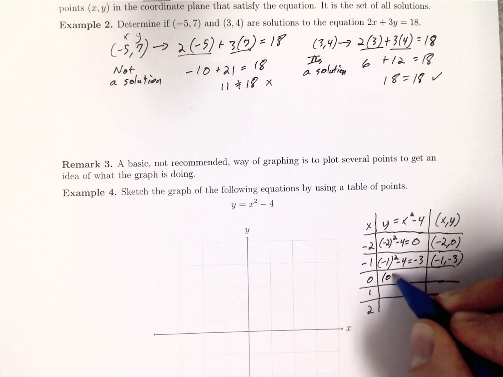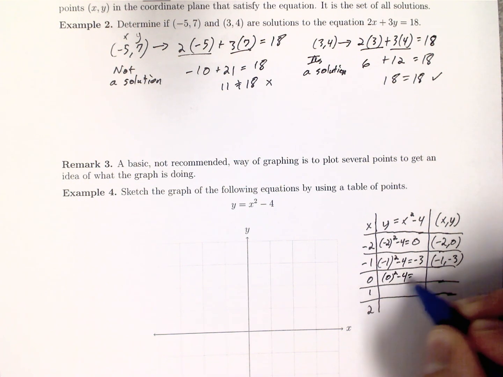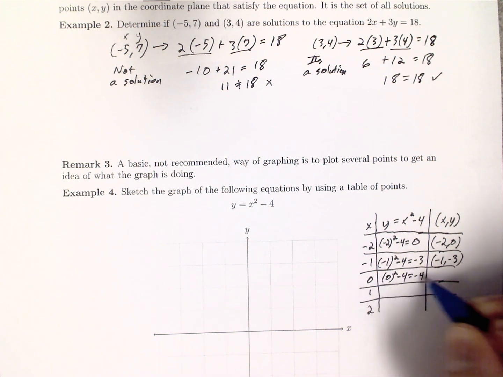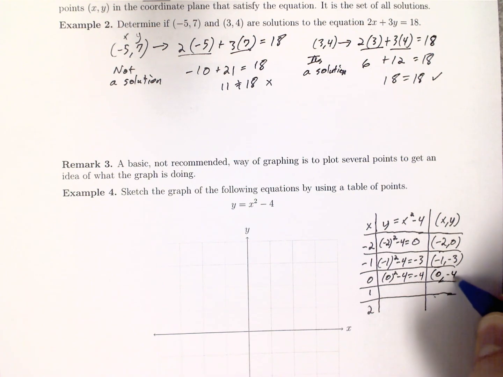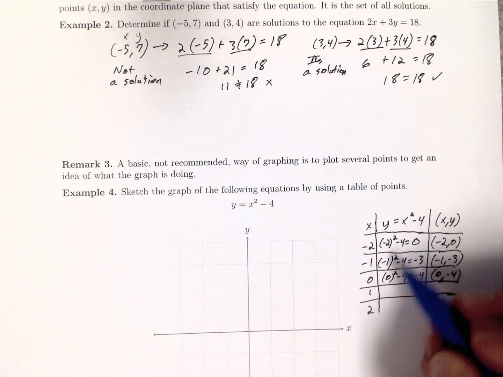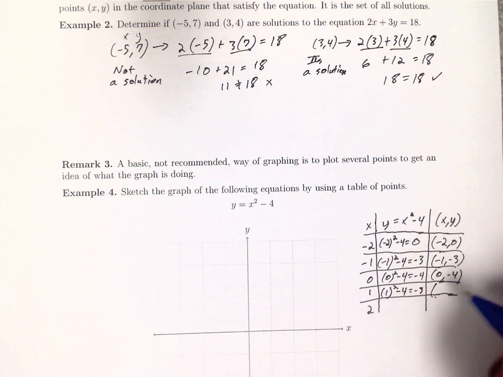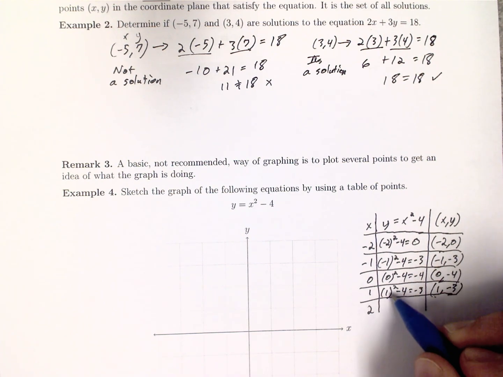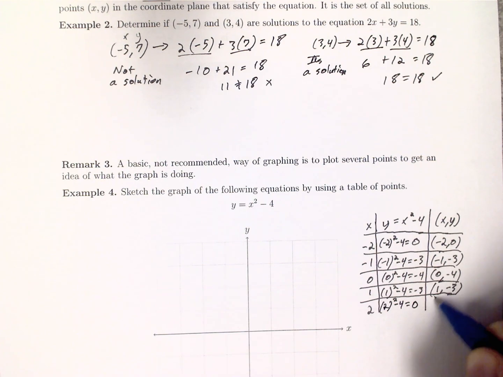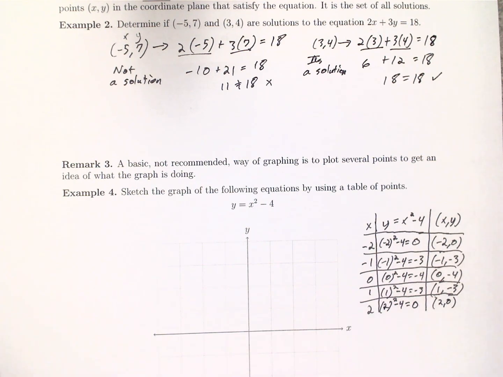When we plug in 0, 0 squared is 0, minus 4 is negative 4. So 0, negative 4 is a point. When we plug in 1, 1 squared is 1, minus 4 is, again, negative 3. There's a little bit of symmetry going on here. When we plug in 2 and square it, we get 4 again, minus 4 is equal to 0. So 2, 0. Now we have 5 points.